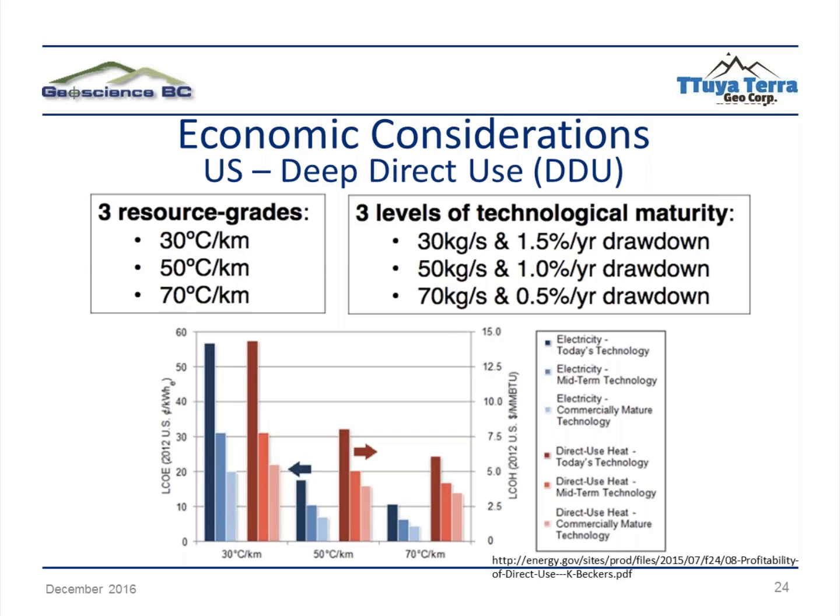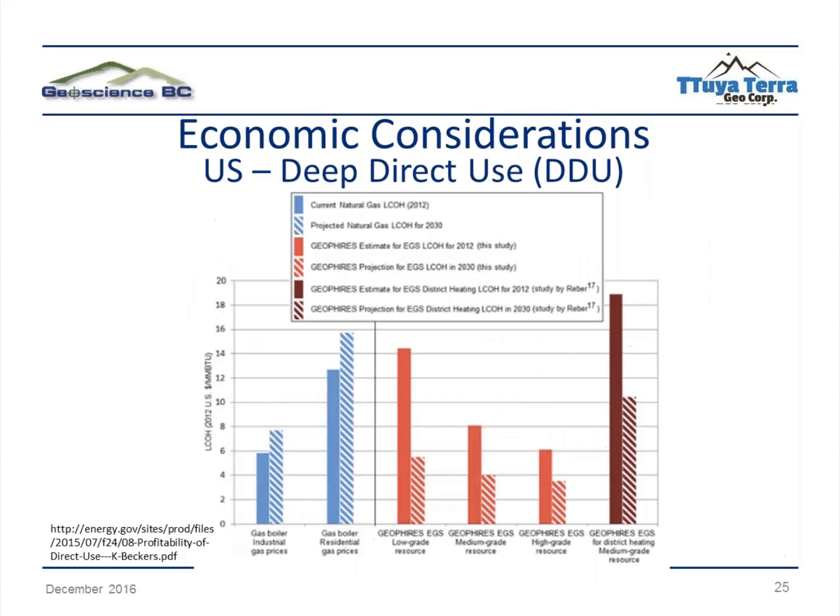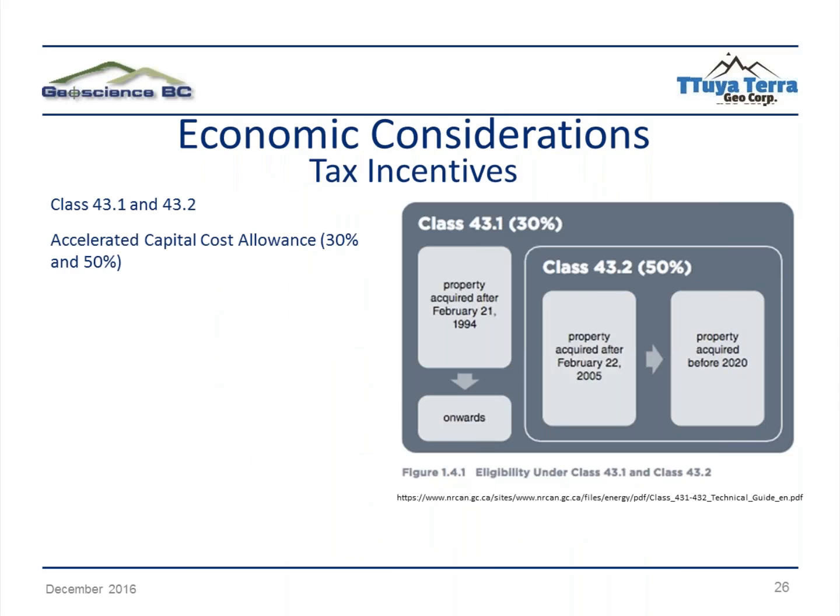And comparing those costs with 3 different resource grades. So if you've got a geothermal gradient that is 30 degrees per kilometer, compare that to 70 degrees per kilometer, obviously the economics would be more favorable for a higher geothermal gradient, and the more mature the technology, the higher your economic viability is.